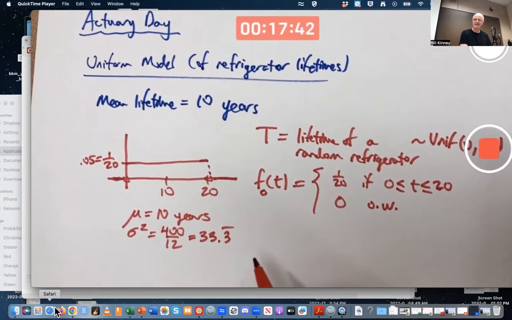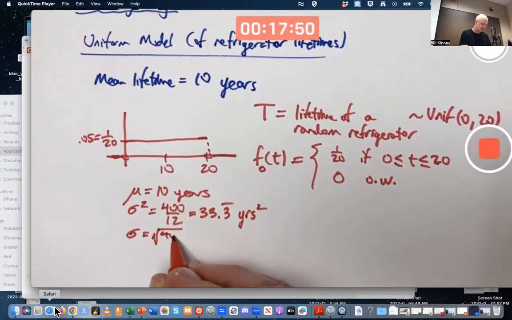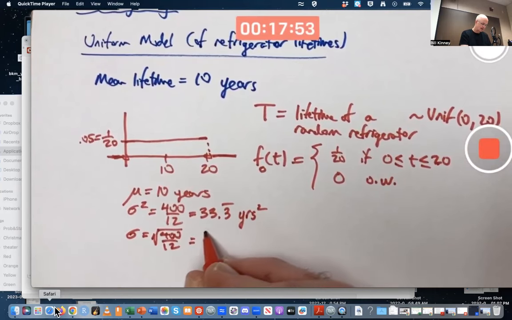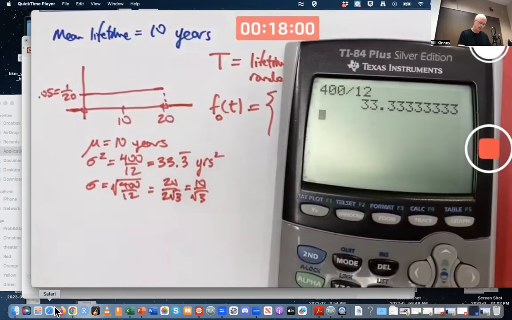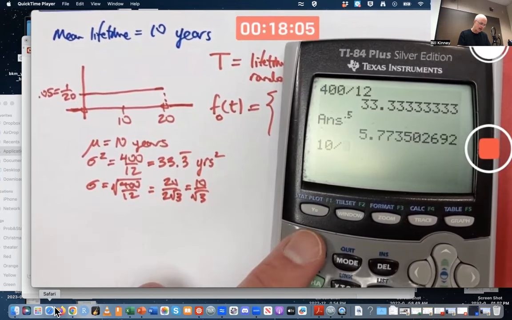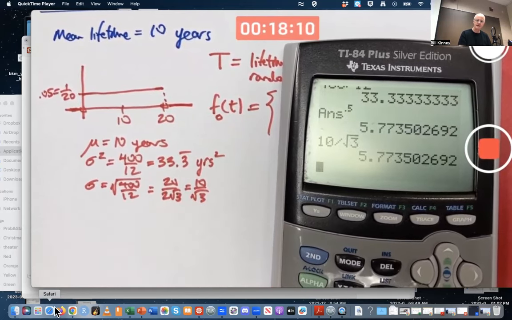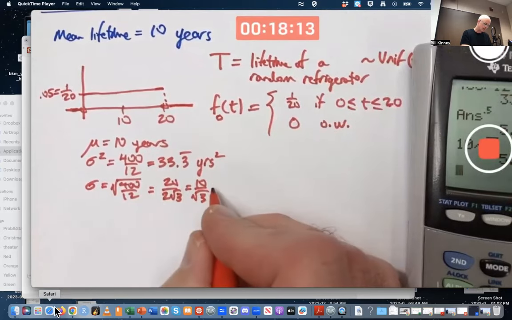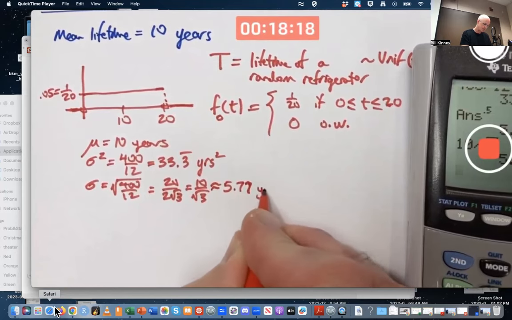Does the variance have units? Yeah, technically it would be, in this case, years squared. That doesn't make much sense, though. That's why we like the standard deviation better. And if I simplify this a bit, looks like the standard deviation is 10 over square root of 3. That should be the same as the square root of 33.3 repeating. If you want to double check it, 10 over the square root of 3. Yeah, about 5.77 years for the standard deviation, and the units there would be actual years.